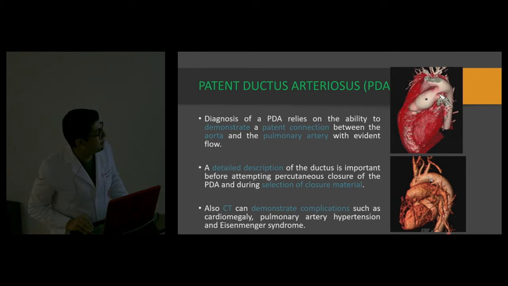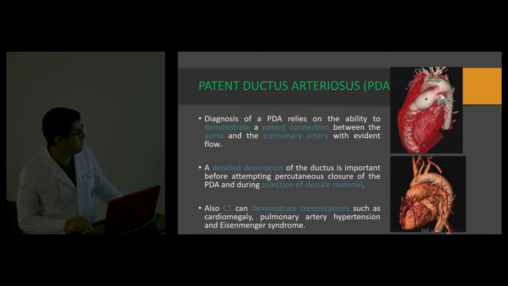Diagnosis of PDA relies on the ability to demonstrate a patent connection between the aorta and the pulmonary artery with evident flow. A detailed description of the ductus is important before attempting percutaneous closure of the PDA and during selection of closure material. Also, CT can demonstrate complications such as cardiomegaly, pulmonary artery hypertension, and Eisenmenger syndrome.